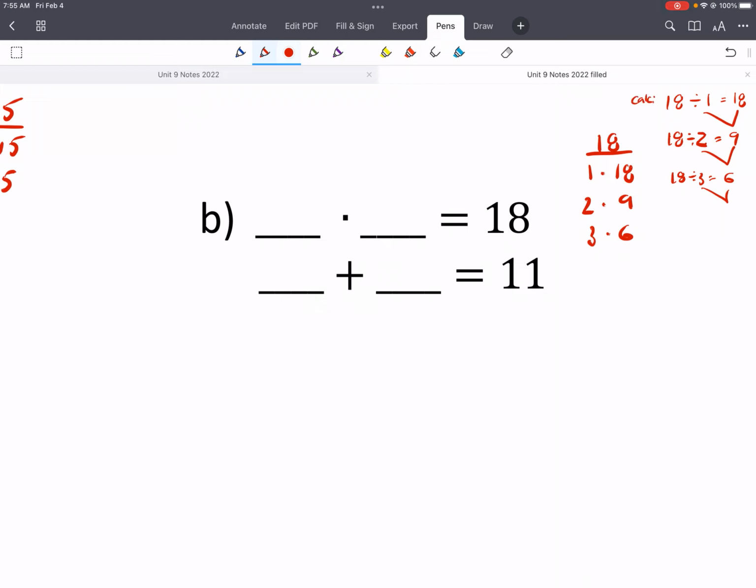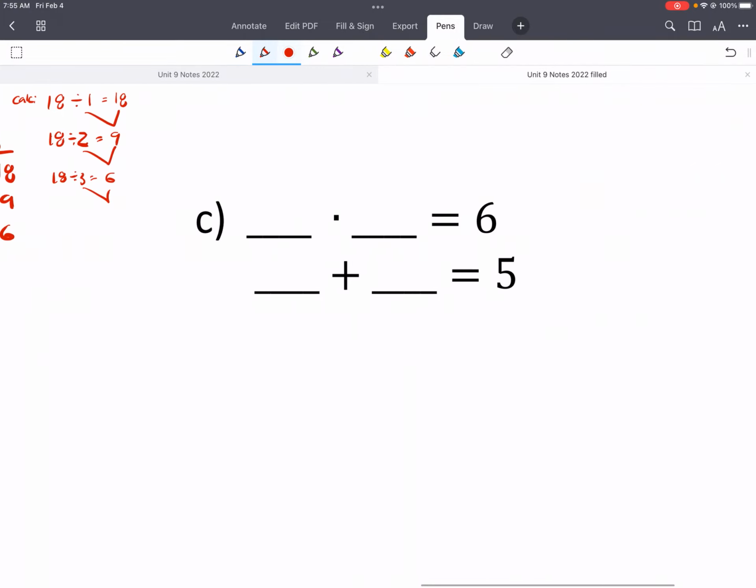All right, so those are our numbers. Which ones would give us 11? Looks like 2 and 9. So 2 times 9 is 18, and 2 plus 9 is 11. All right, so why don't you pause and give this one a try?